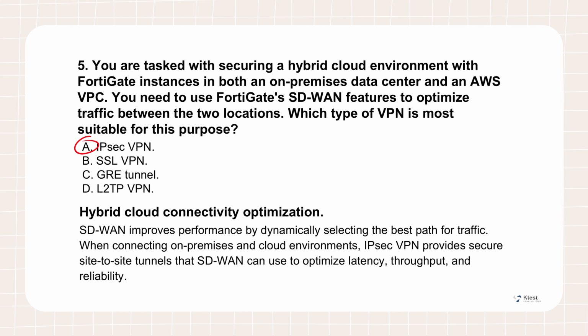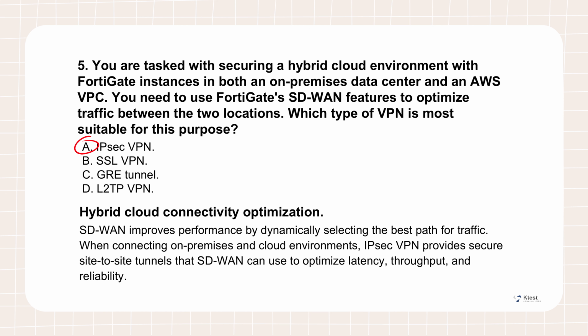So the typical scenario is connecting your on-premises network securely to, say, your AWS VPC. You've got FortiGates at both ends. For that secure site-to-site link, IPsec VPN is generally the go-to tunnel type. It gives you that encrypted secure pathway. Standard stuff for site-to-site. Right.